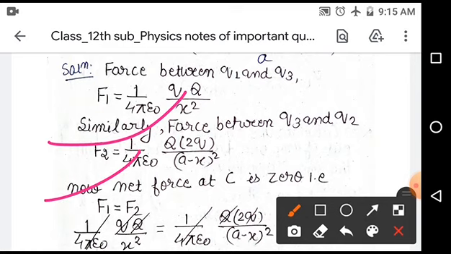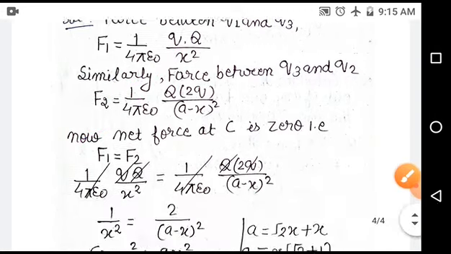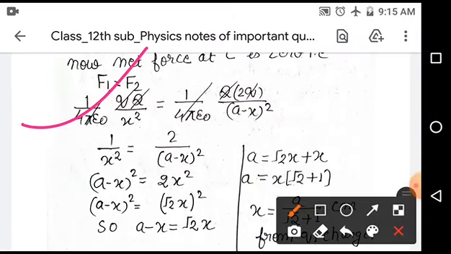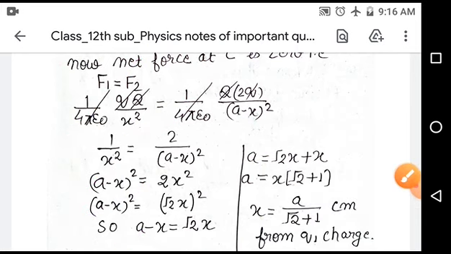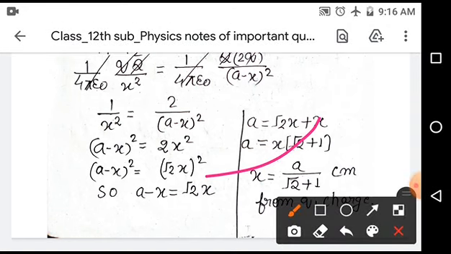So on putting F1 equals F2 and on putting the values of both forces, we get 1 upon 4 pi epsilon naught, q capital Q upon x square, equal to 1 upon 4 pi epsilon naught, capital Q into 2q upon (a minus x) square. Now 1 upon 4 pi epsilon naught will be cancelled out on both sides, and small q and capital Q also will be cancelled out. So on solving for the required value, we get small x is equal to a upon (root 2 plus 1) centimeter, and x is the distance from the first charge.